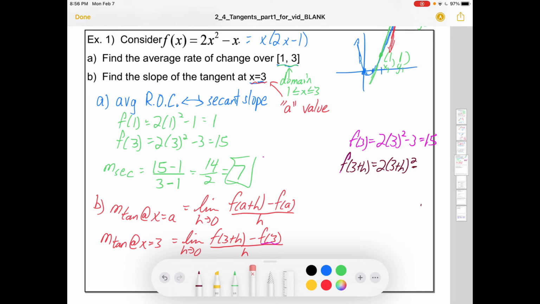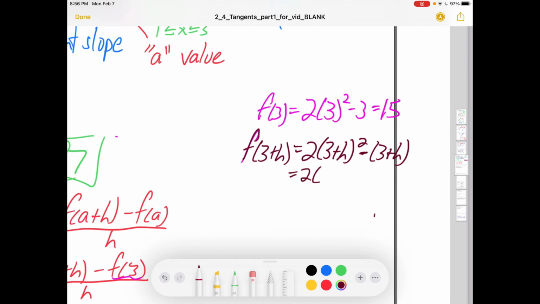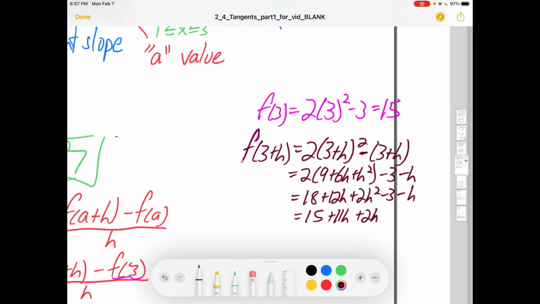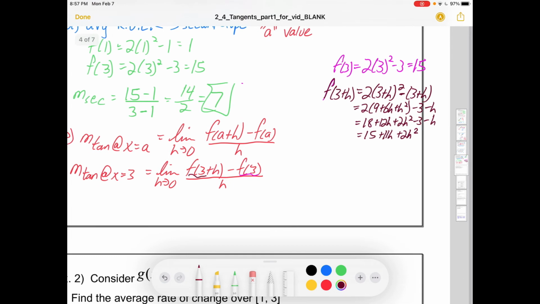So let's try and clean that up a little bit. Minus brackets 3 plus h. And this is the annoying part where we've got to just do a bunch of algebra here. I've got to FOIL this out, so I'll get 9 plus 6h plus h squared minus 3 minus h, or 18 plus 12h plus 2h squared minus 3 minus h, no, minus 3 again, minus h. Okay, so that's 15 plus 11h plus 2h squared. That's all stuff that I found so that I can sub it in to this limit.